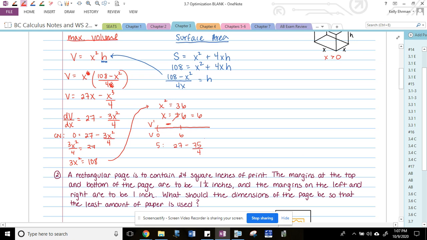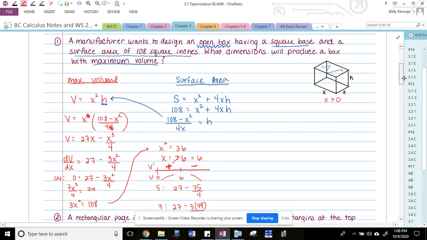So 27 minus something smaller is negative. Oh, sorry, I wrote a negative sign. Let me redo this. If I plug in something to the right of 6, like 7, I get 27 minus 3 times 49 over 4. 3 times 49 divided by 4 is going to be 27 minus something bigger than 27. Positive on the left, that's going to come out negative on the right. What does that mean about the volume? It means it's increasing and then it's decreasing.